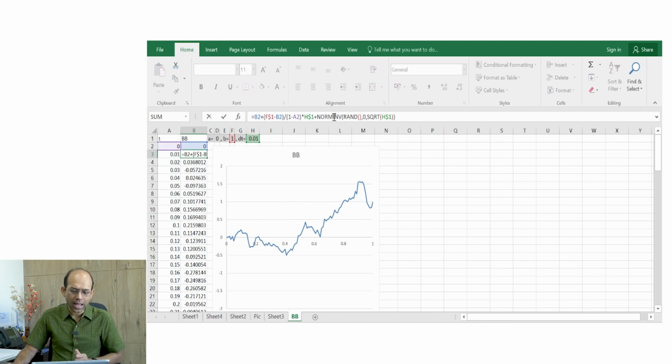As we have seen in the earlier sheet, the inverse CDF of the normal random variable, and then this rand gives me the probability, with mean 0 and variance the square root of this dt. So that is the Brownian increment. This whole quantity is the dBt. It stands for dBt.